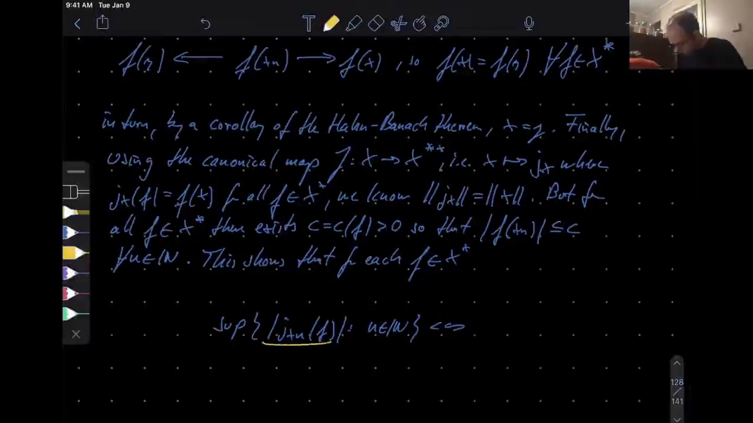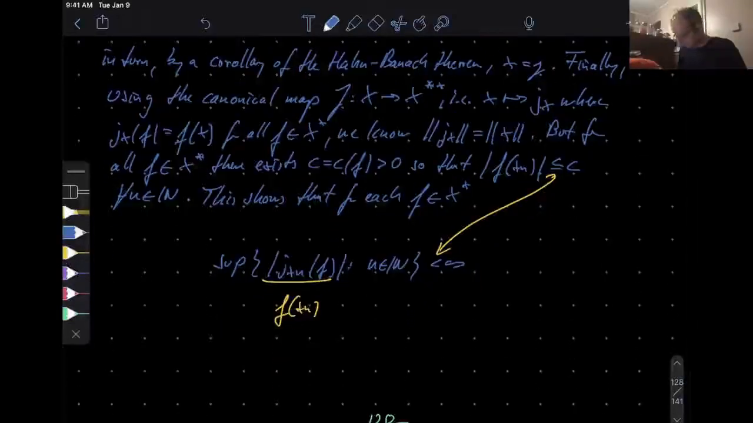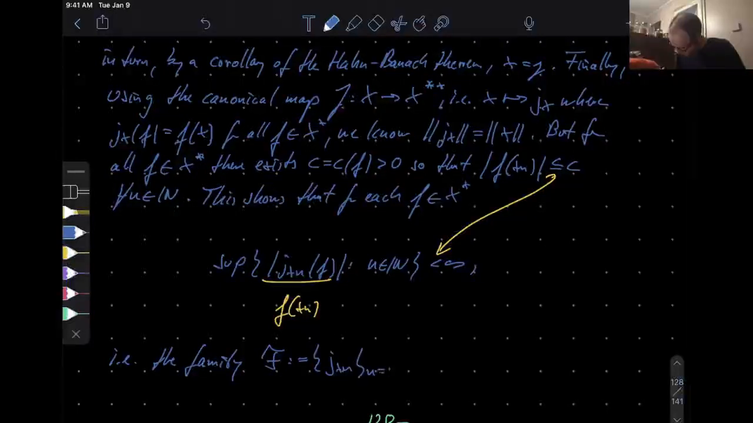Because remember, this here is precisely fxn, and this is finite because of this, right? Yeah, but now you should realize that this is precisely the pointwise boundedness of the family. It has the family Jxn indexed by n. This is a family in here, right?